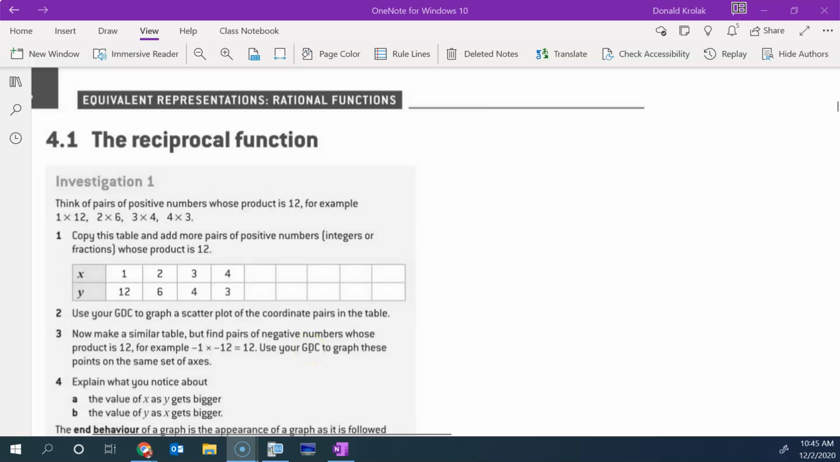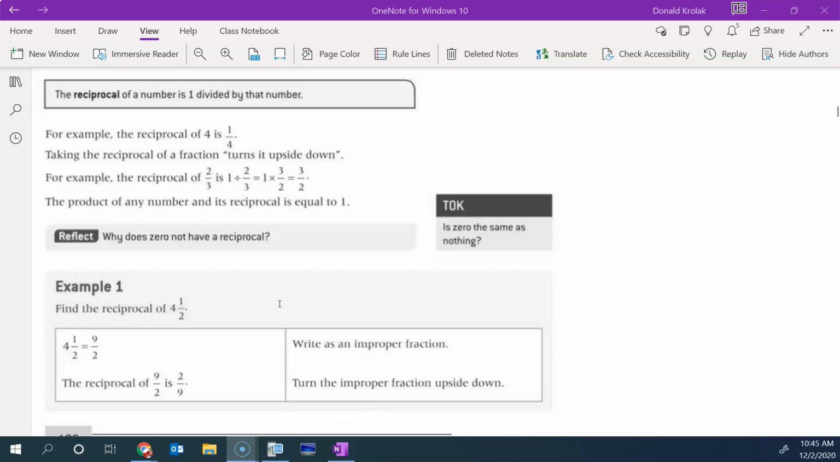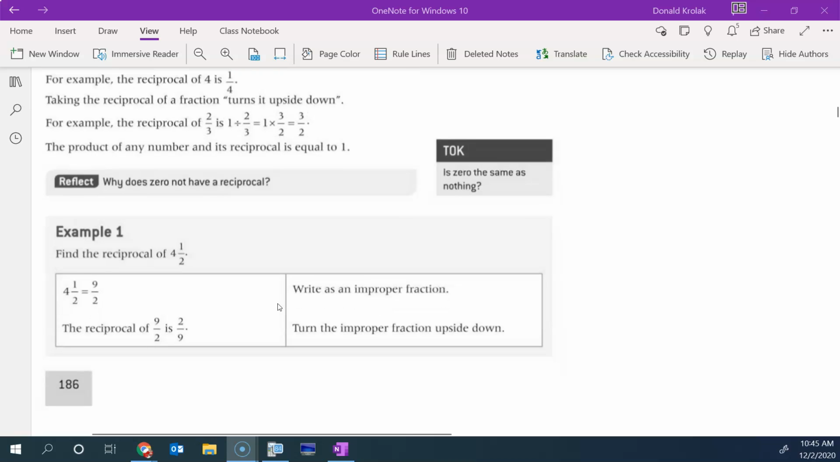So what does a reciprocal, in just mathematics, look like? And then what's its graph look like? To do a reciprocal, we took, in this case, 4.5. We converted it into an improper fraction, 4 times 2 plus 1, 9/2. And then you switch the numerator and the denominator, and that's your reciprocal.